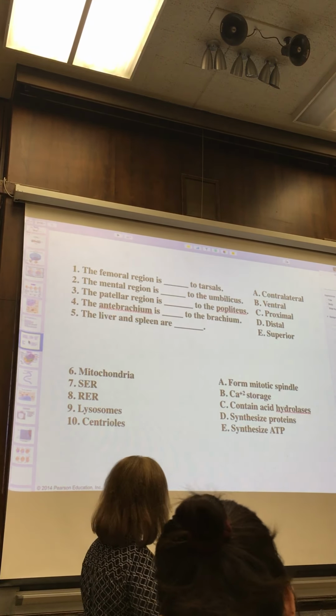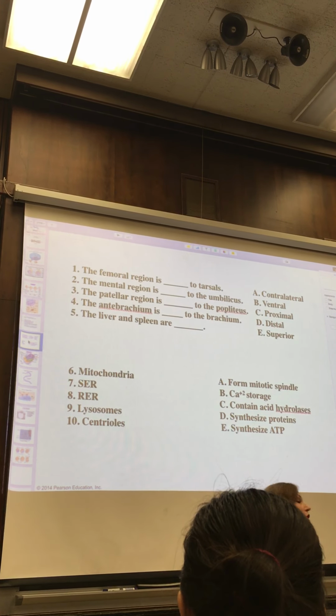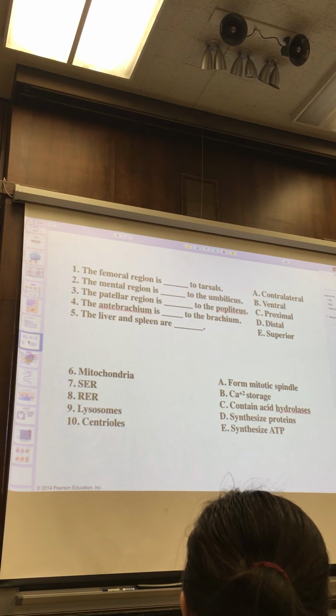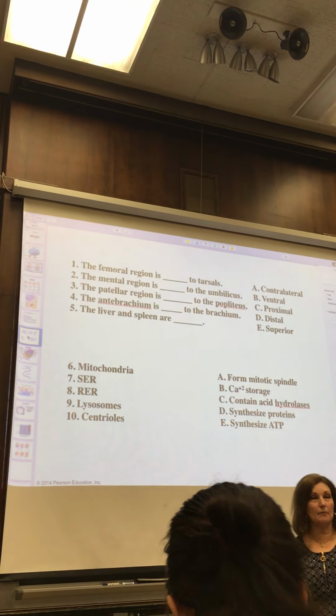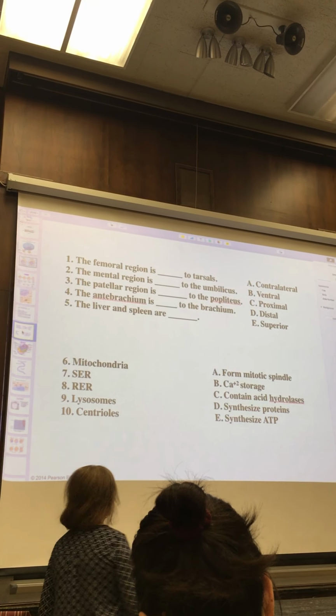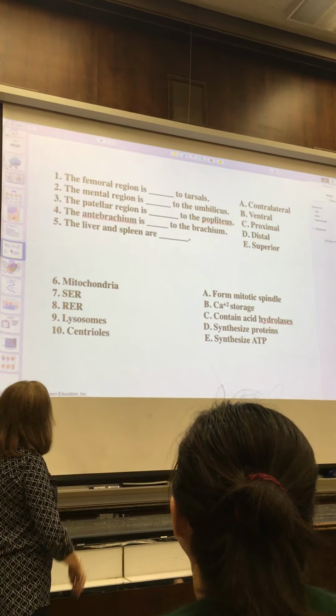Yes. Switch it up, popliteal region is what to the patellar? Two words, please. Posterior, dorsal. Anterior, ventral. Yeah? Okay, make sure you write all that stuff down when you study. I'm a writer, I write everything down.